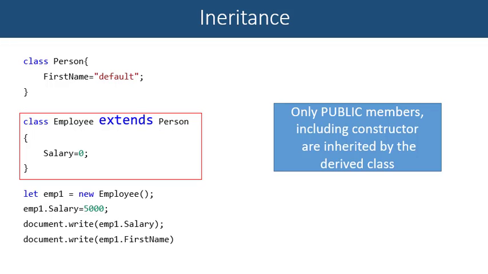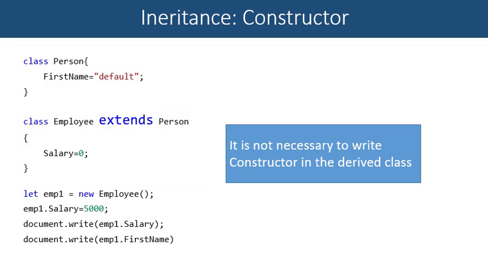Please remember, only public members including the constructor are inherited by the derived class, no matter whether these members are instance members or static members. It is not necessary to write a constructor in the derived class. It automatically inherits the constructor of the base class.